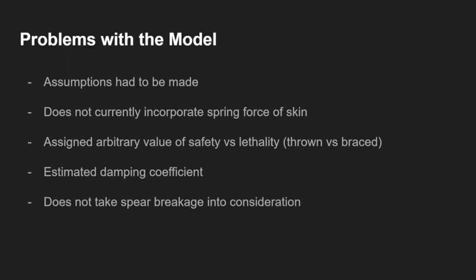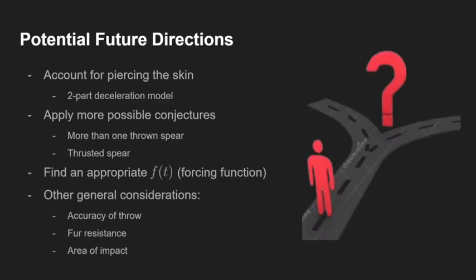We also estimated a damping coefficient, which was most likely not the correct value, but was the best that we could get to. And finally, we did not take into account the fact that Clovis point spears often break during penetration, and therefore increase the deceleration of the spear into the animal. Here we have listed a few future directions that we could take this model, such as accounting for piercing the skin and finding an appropriate forcing function to model the animal slowing down on the spear.